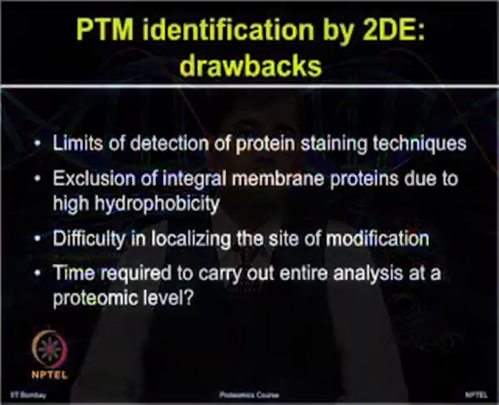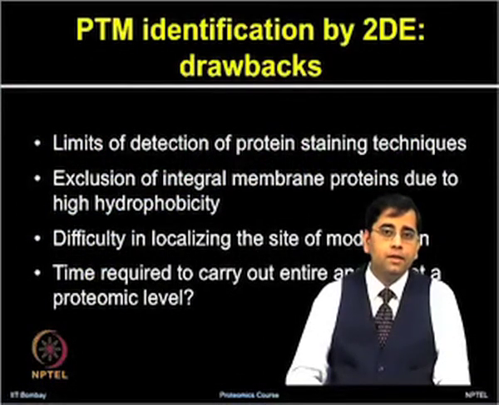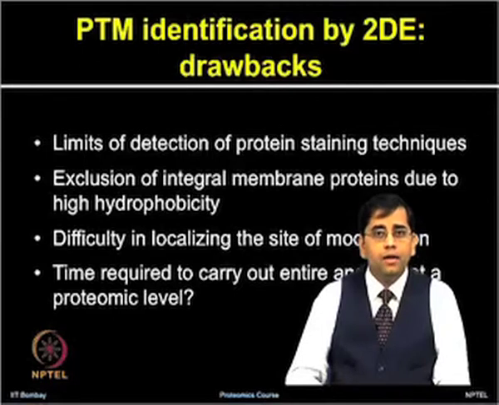The gel-based approaches are convenient to use. However, they have a few drawbacks with regard to limit of detection, membrane proteins, localization of modification sites, robustness, sensitivity and gel-to-gel reproducibility. Characterization of these resolved proteins subsequently requires other techniques such as mass spectrometry to identify the proteins.